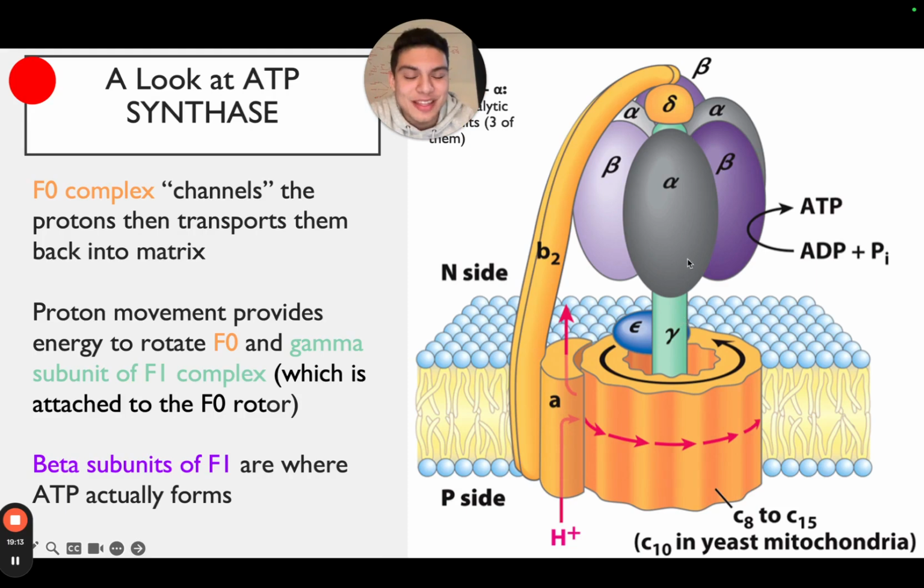If it doesn't work, don't worry, ignore it. So then the F1 subunit is going to be your gamma rotor, this green part, the epsilon, which is not even that important, so don't worry, and then the alpha beta subunits. And one thing I really want to emphasize is that the beta subunits, these purple ones, are the ones that catalyze this reaction right here from ADP to ATP. Alpha subunits do not do that.